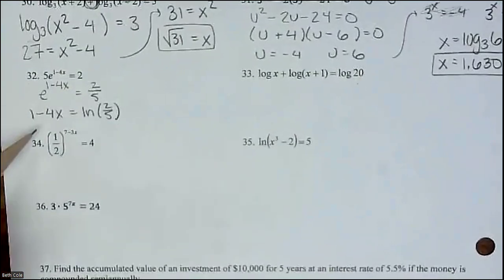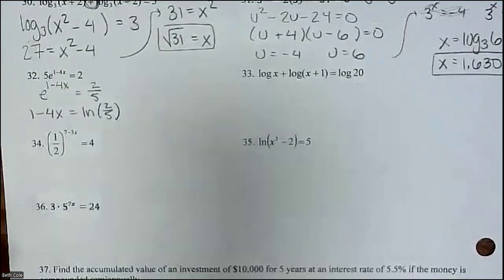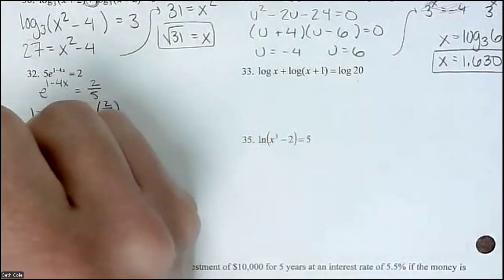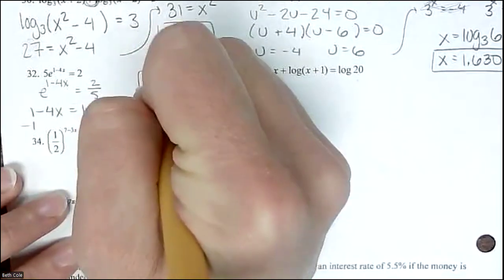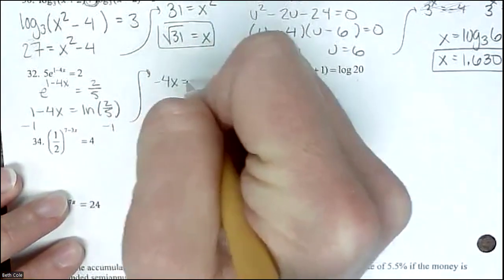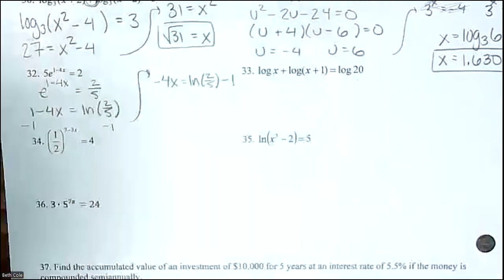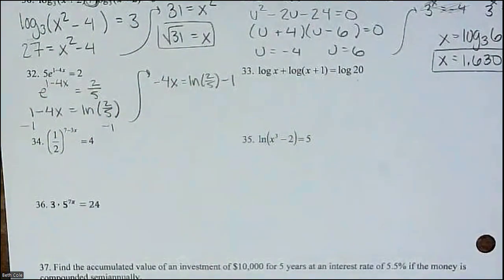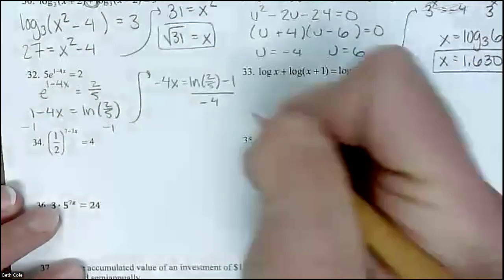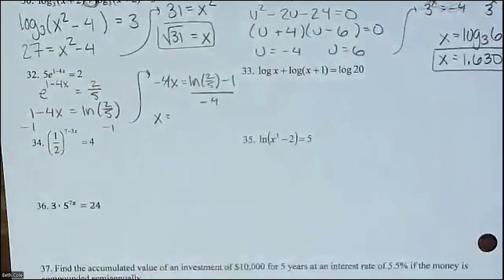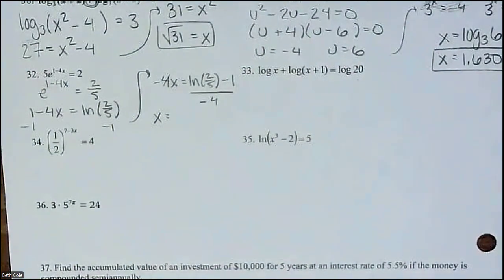And from there, you're just trying to get x by itself. So what would you do next? Yep, subtract 1. So we got negative 4x equals ln 2/5 minus 1. And then divide by negative 4. And I'm going to just put all that in the calculator and get a decimal.